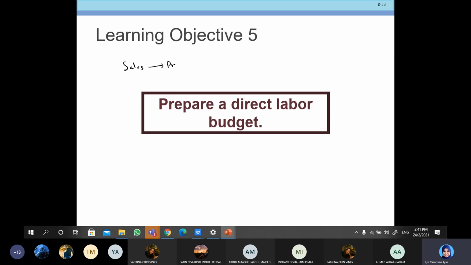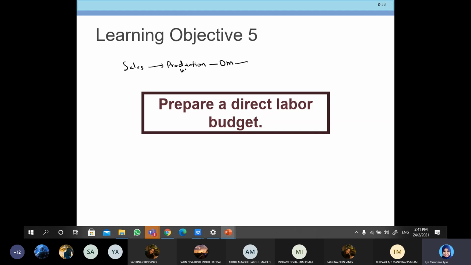First we identify the sales unit. Then we identify the production unit. Then we identify how much direct material we need to buy. And of course, in order to do this production, we have to pay our labor, right? We have to pay our employees. So how much do we need to pay them? So that's why we have to prepare the direct labor budget.